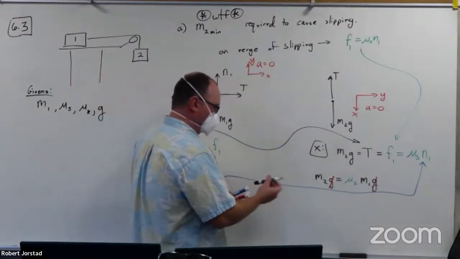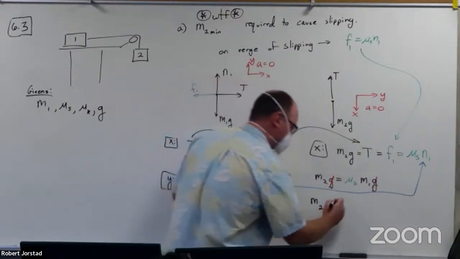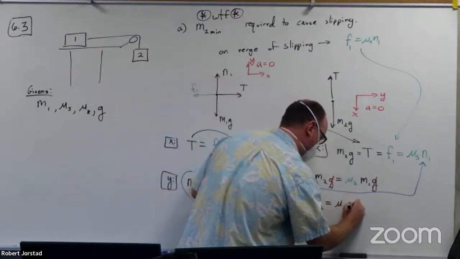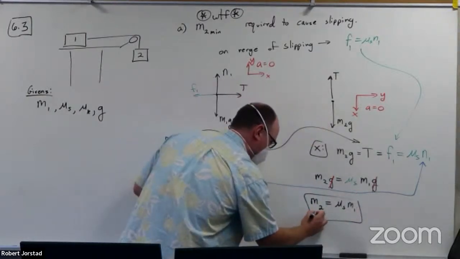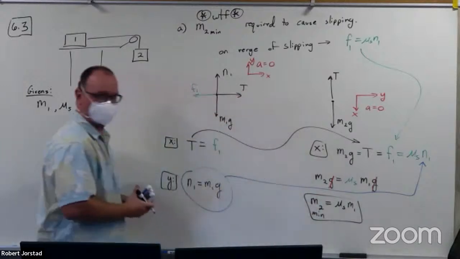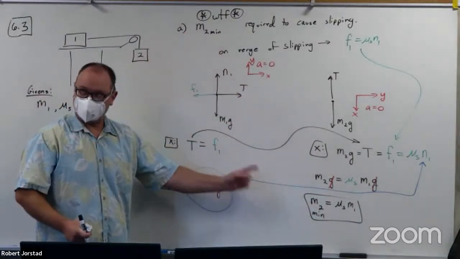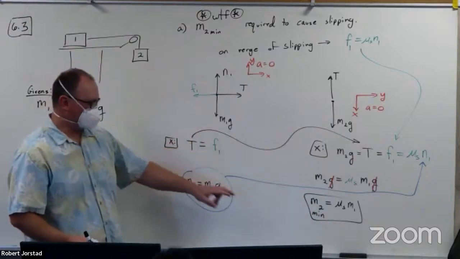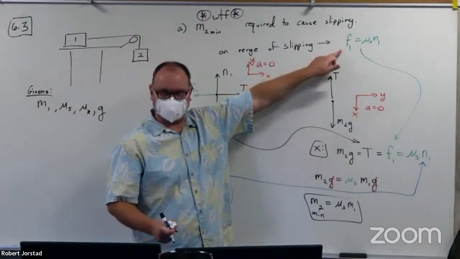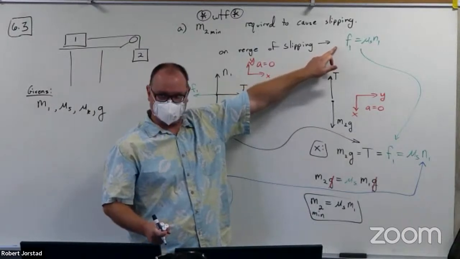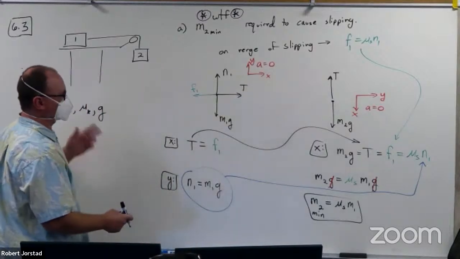All right, whatever. Out of all this, it's mu static M1. That's part A. And to be clear, I'm going to now add the subscript min. Why is that true? Because remember, this value of M2 only applies when this one special condition is valid.